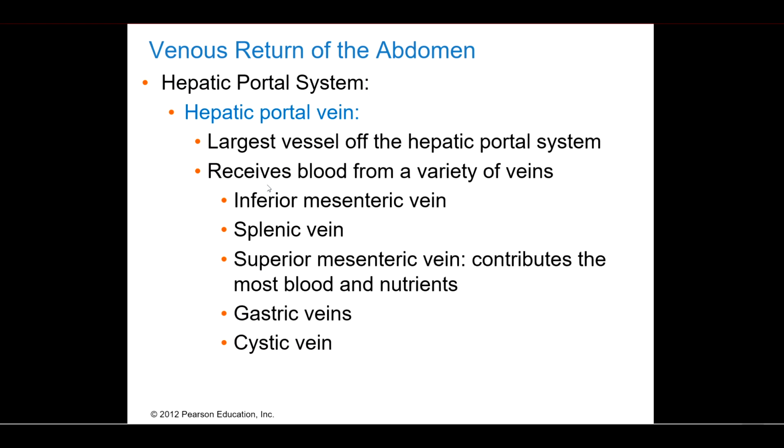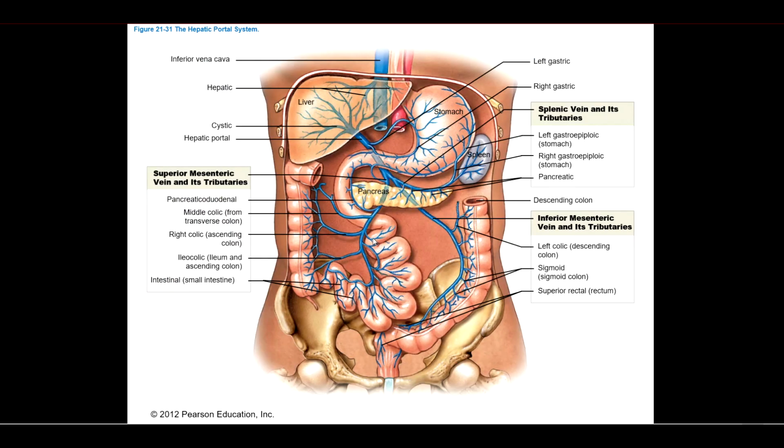Okay, so the hepatic portal vein, again, is the largest vessel of the hepatic portal system. It's basically receiving blood from the inferior mesenteric vein, the superior mesenteric vein, the splenic vein, which is the big one, the gastric vein, and the cystic vein, which is actually coming from the gallbladder. And then all that blood from all these veins is going to be directed through this big guy right there. That's the one I need you to know, the hepatic portal vein. And now the liver receives that blood and processes it.